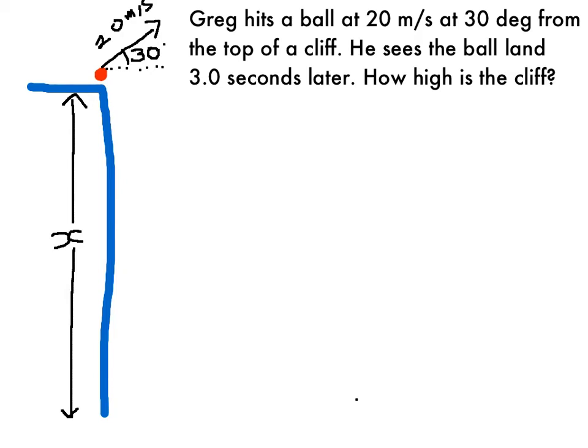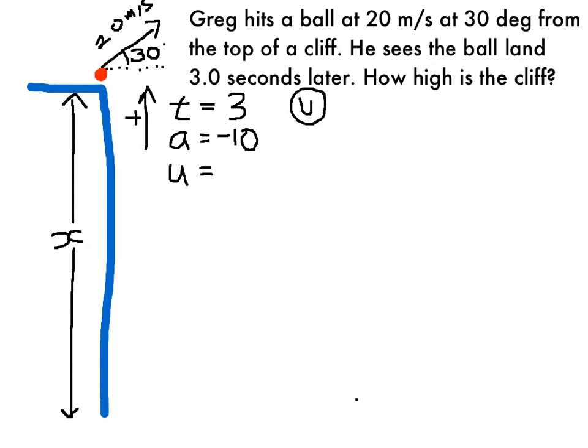So firstly, listing everything we know. Well, we know that t is 3, and if we define up as positive, then acceleration is negative 10. We're working here solely in the vertical component. And so the vertical component of initial velocity will be, through trigonometry, 20 sine 30. And that will be a positive term because it's going up. And that in fact works out to be 10 meters per second.